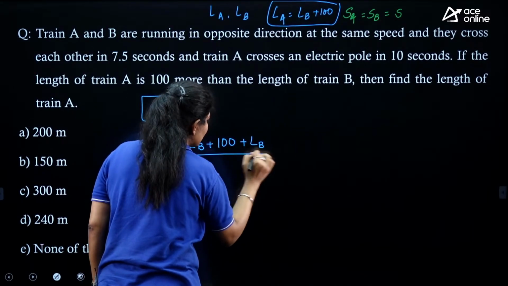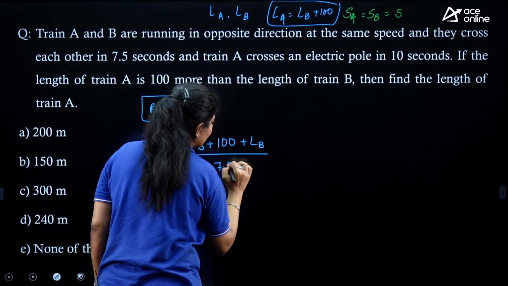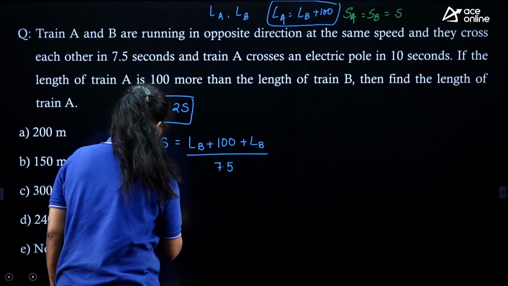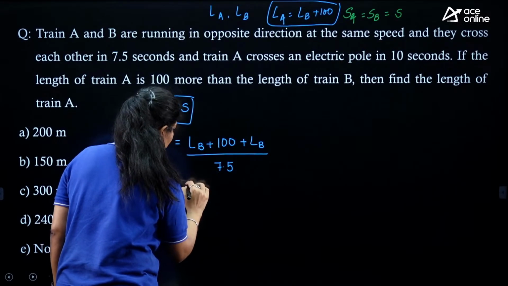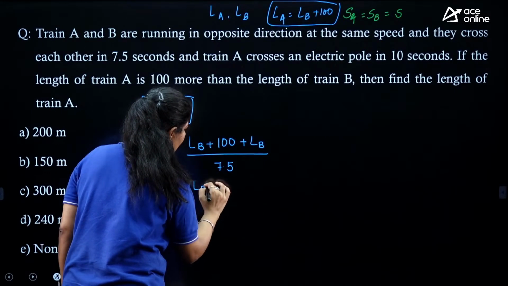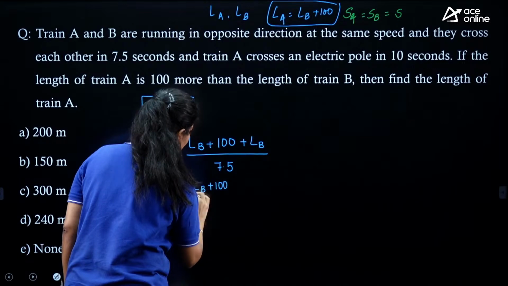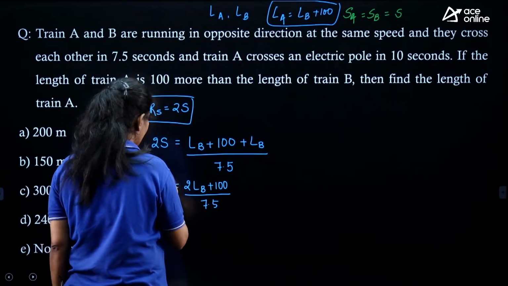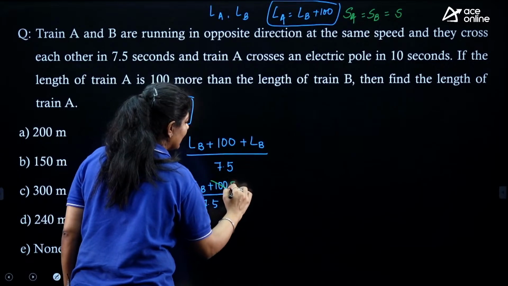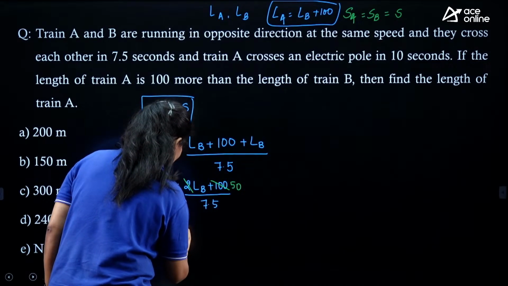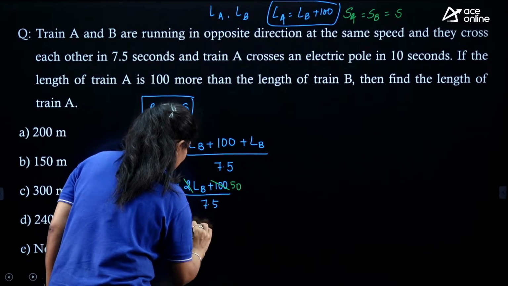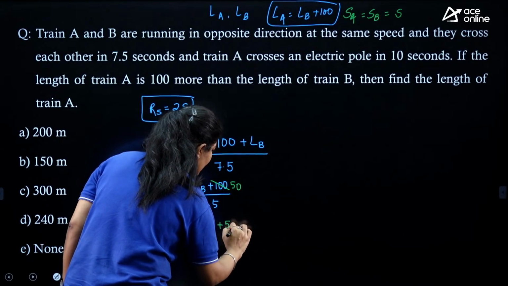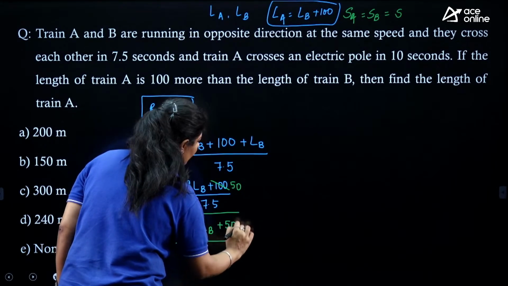They crossed each other in 7.5 seconds, right? This is the equation we have over here. So 2s is equal to twice of (LB plus 100) divided by 7.5. Now we can take 2 as common over here, and ultimately we are getting 7.5s is equal to length of train B plus 50. This is the equation that we got from this one.